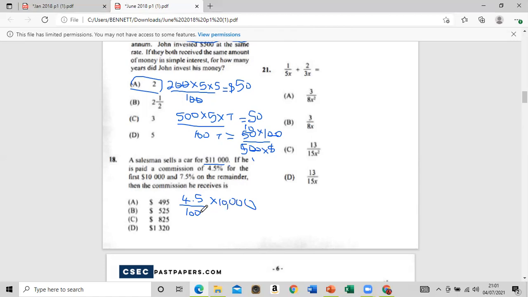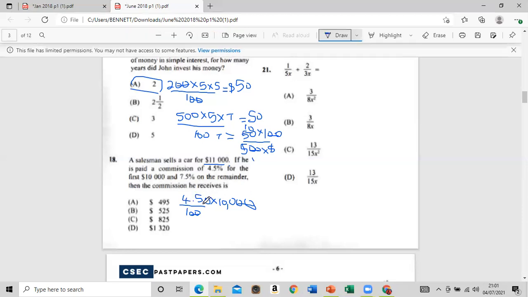Alright, so this is 10 grand. So we have 1, 2. So put on this. 1, 2. So the first rate is 450. And then, so this will go to $450.